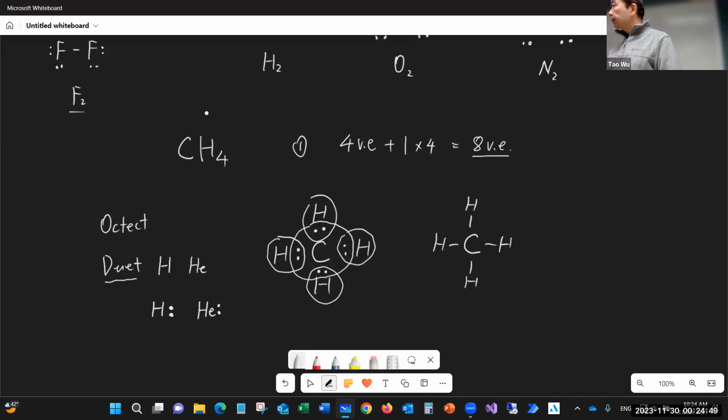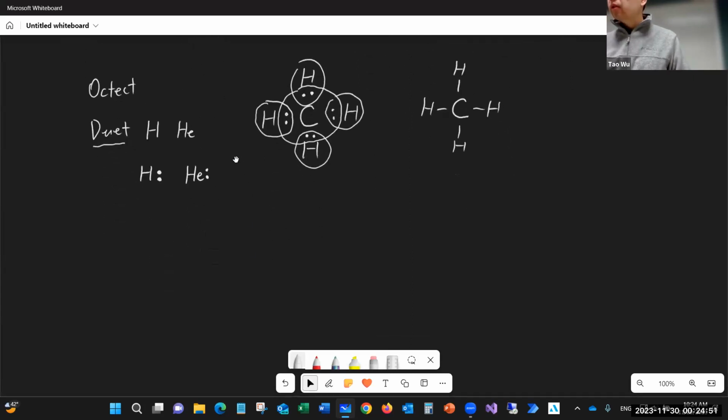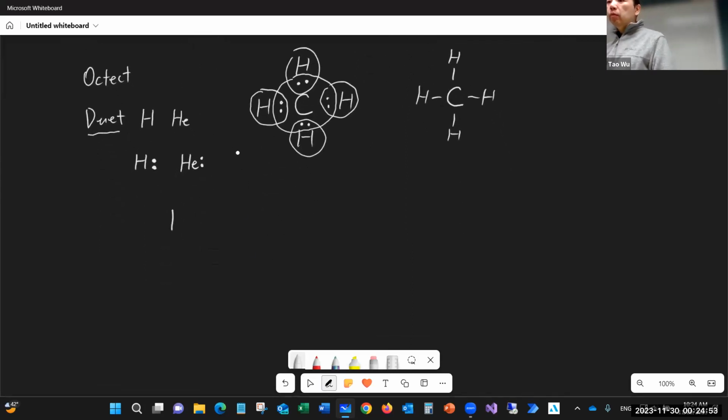Pretty straightforward, right? Okay, let's go a little bit further. Water. Again, looking at the valence electrons, hydrogen has 1 times 2, and oxygen has 6. In total, they have 8 valence electrons, so we need to assign 8 dots. The central atom is oxygen, right in the middle, and the hydrogens are on the side. So now we have 8 electrons.